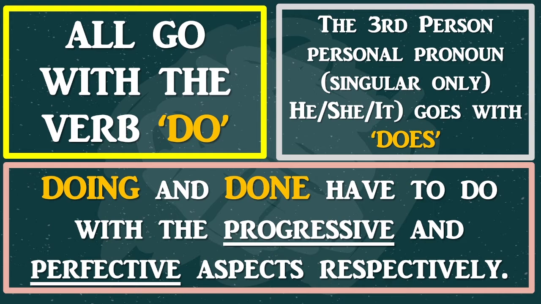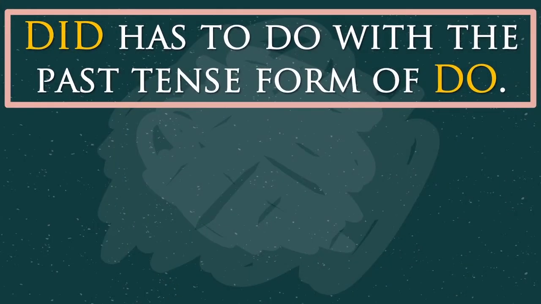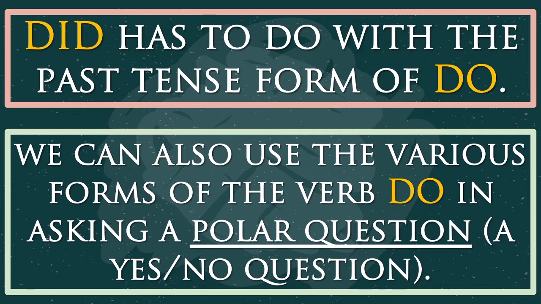Now, doing and done have to do with the progressive and the perfective aspect respectively. We are going to talk about aspects later on in our lectures. Doing is in the continuous form. It shows that an action is still ongoing, while done has to do with a perfective aspect. It shows that an action has been completed. Did is the past tense form of the verb do. We can also use the various forms of the verb do in asking a polar question. A polar question is a question that requires a yes or a no answer.